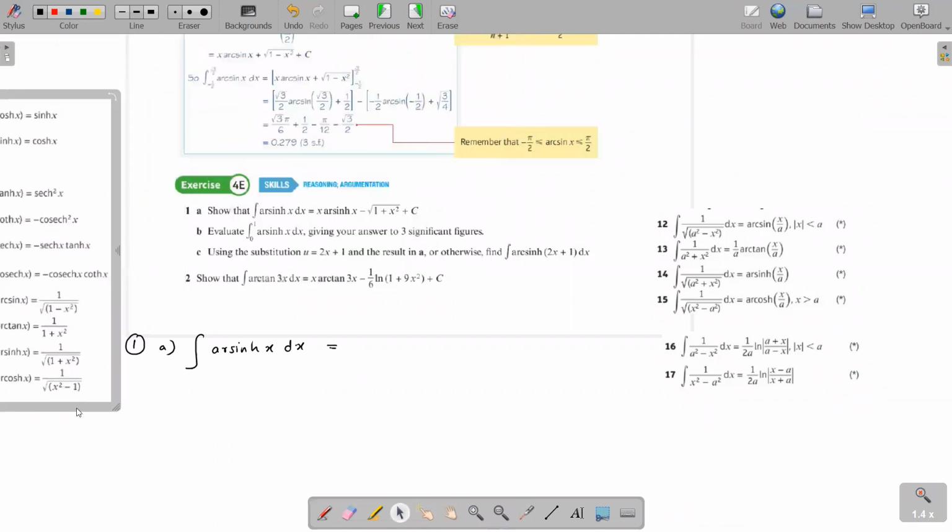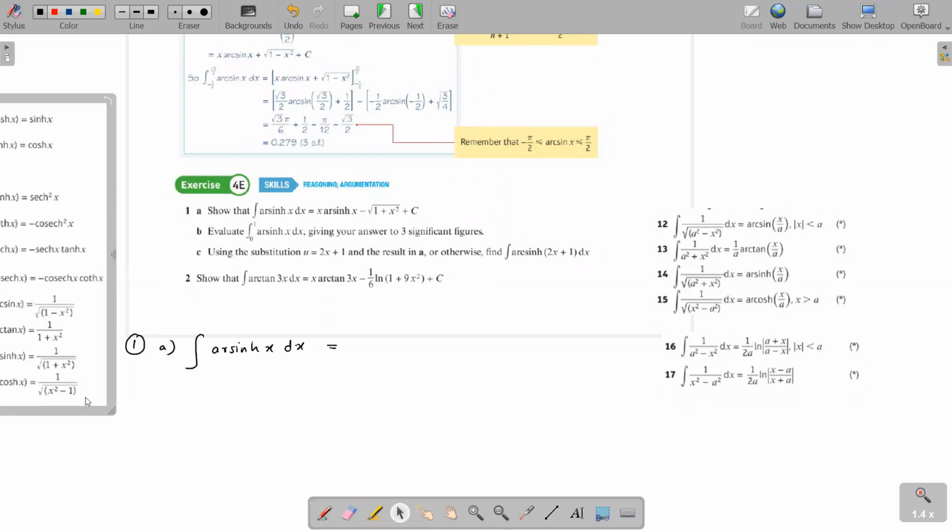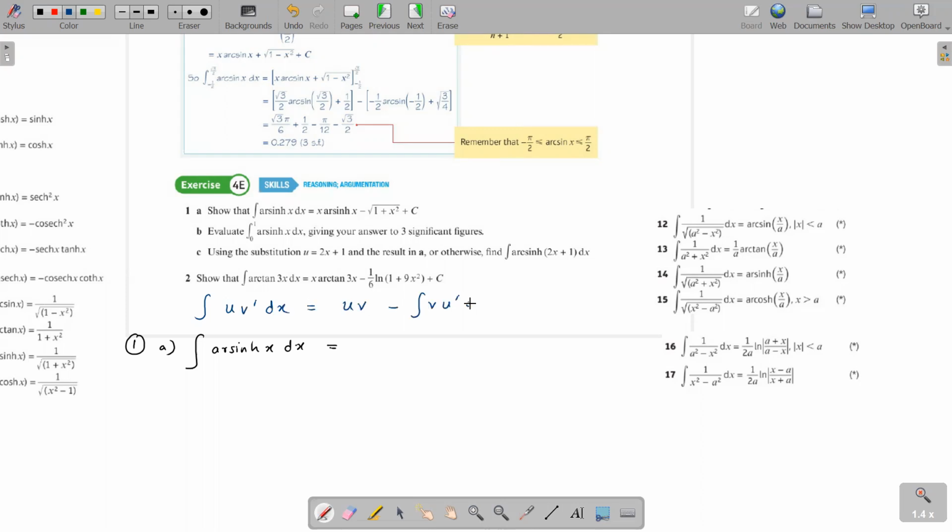What we do here is we actually use, sorry, not the product rule, we use integration by parts. So how does the integration by parts rule work? Integration of u v dash is equal to u v minus integration of v u dash.